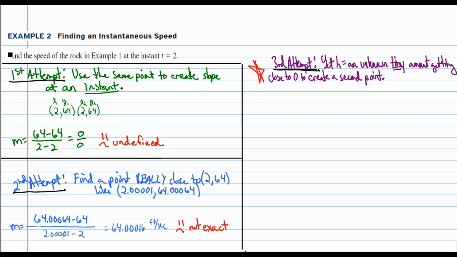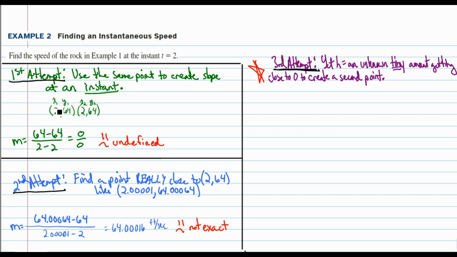So we looked at a rock in example 1 that was falling off of a cliff. And we want to find the speed of the rock in example 1 at the instant t equals 2 seconds. So not over the first 2 seconds, but at the instant 2 seconds. So in my first attempt, I'm going to use the same point to create a slope at an instant. Like in example 1, if it was over the first 2 seconds, we started at 0 and ended at 2. This one, if we're going to find the slope at 2 seconds, the beginning and end of 2 seconds is at exactly the same spot, 2 seconds.